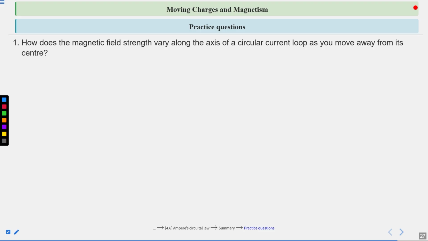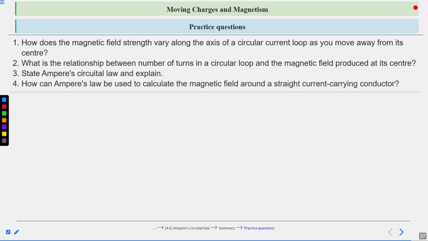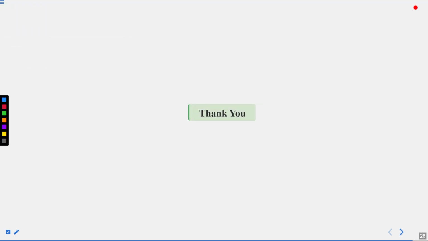Now some practice questions. First question, how does the magnetic field strength vary along the axis of a circular current loop as you move away from its center? Second question is, what is the relationship between the number of turns in a circular loop and the magnetic field produced at its center? Third is, state Ampere's circuital law and explain. Fourth question is, how can Ampere's law be used to calculate the magnetic field around a straight current carrying conductor? Okay, so these are some practice questions you have to do yourself. And don't go anywhere, we have to do the DPP.